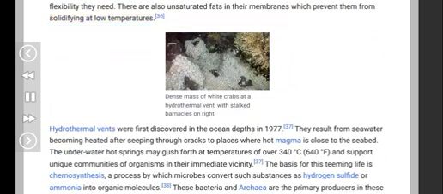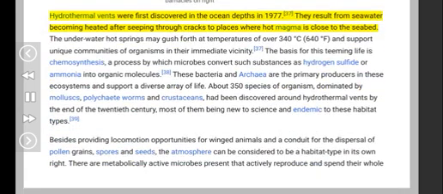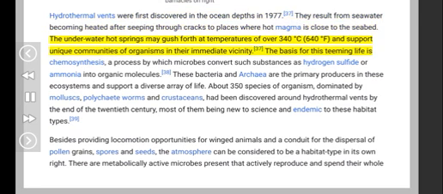Dense mass of white crabs at a hydrothermal vent, with stalked barnacles on right. Hydrothermal vents were first discovered in the ocean depths in 1977. They result from seawater becoming heated after seeping through cracks to places where hot magma is close to the seabed. The underwater hot springs may gush forth at temperatures of over 340 degrees Celsius (640 degrees Fahrenheit), and support unique communities of organisms in their immediate vicinity.